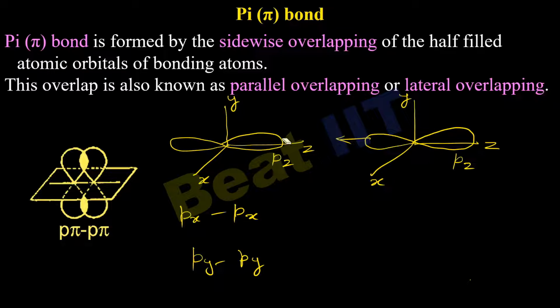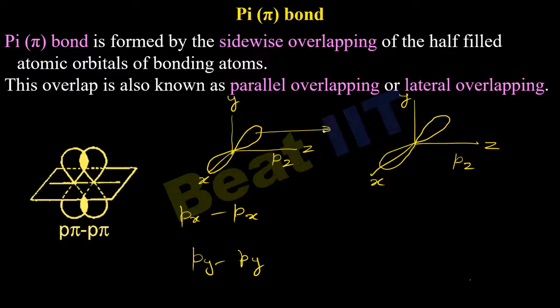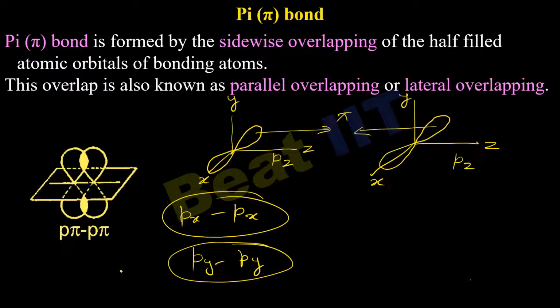But if I have a p orbital along the y-axis of one atom and a p orbital along the y-axis of another atom, when they come closer, it will be parallel overlapping. Similarly, if I have a p orbital along the x-axis of one atom and along the x-axis of another atom, when they come closer, a pi bond will be formed. So whether it is px or py, in both cases it will be a pi bond. In pz, it will be a sigma bond.